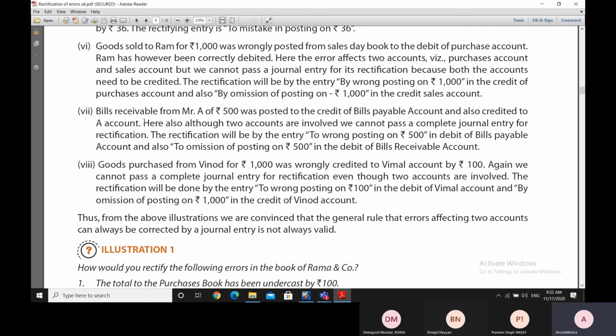No, that is fine. We should have credited A, so credit has gone to A correctly, but the bills receivable debit should have been made, but it's been wrongly debited to the bills payable account. So again here two accounts are involved. There is an error in the bills receivable account and also an error in the bills payable account, because an entry which should have been in bills receivable has been made in the bills payable account. But here also to make the correction we cannot pass a complete journal entry because we need to credit the bills receivable account and we need to debit the bills payable account.